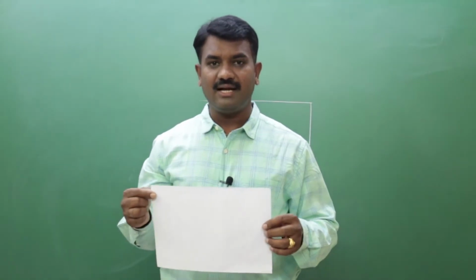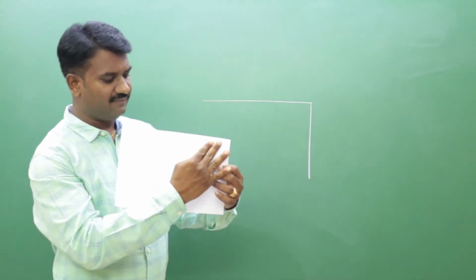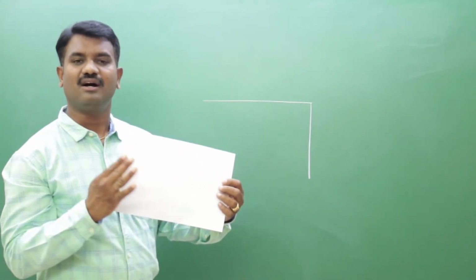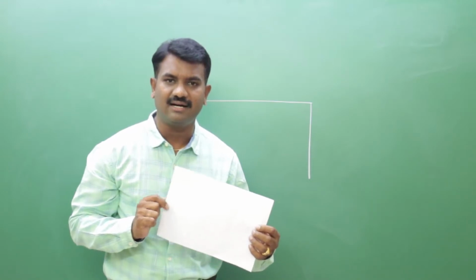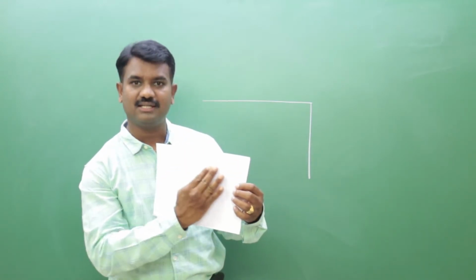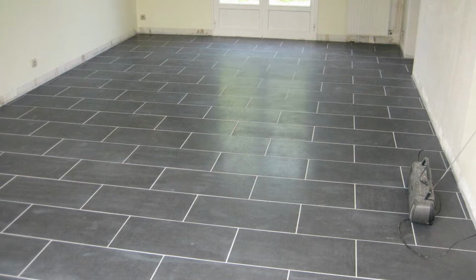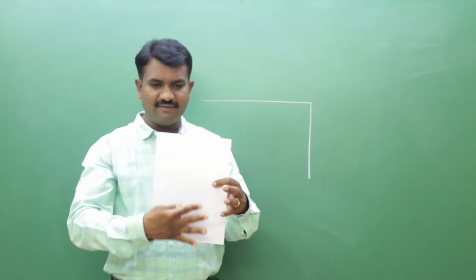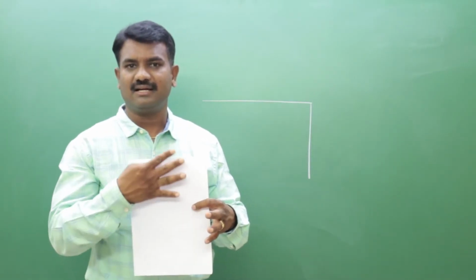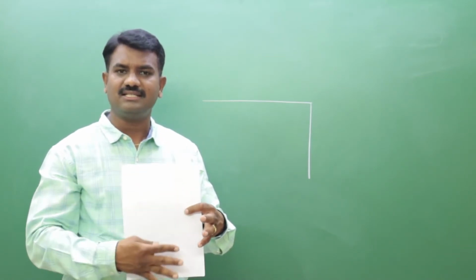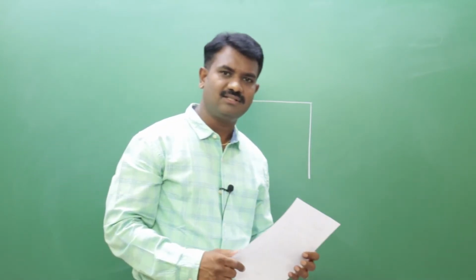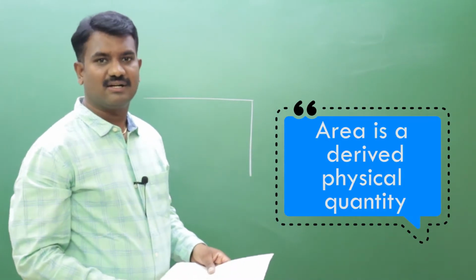So what is area? The entire surface occupied by any object is known as its area. So the painted portion on the wall is its area. Generally we see the floor tiles. So wherever the tiles are fitted, the surface is called its area. The surface occupied by an object is called its area. Got it? So area is a derived physical quantity.